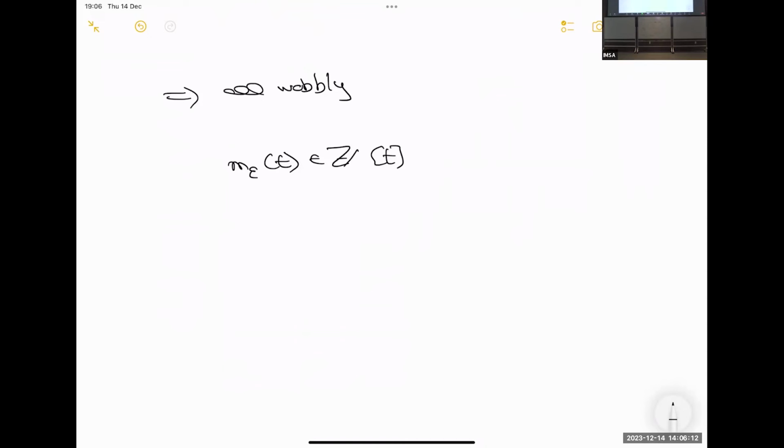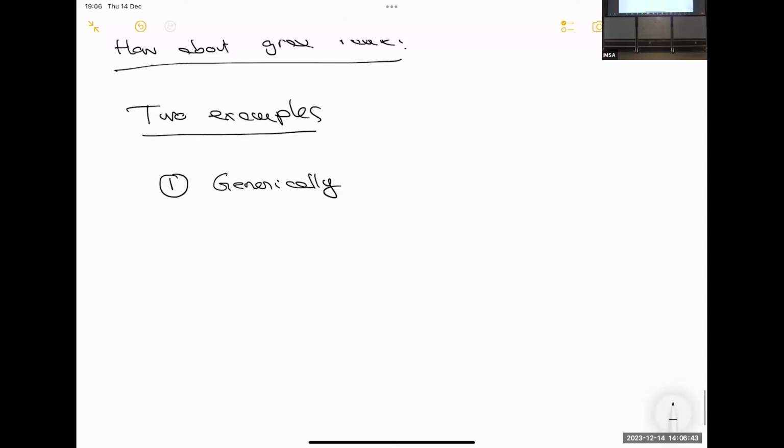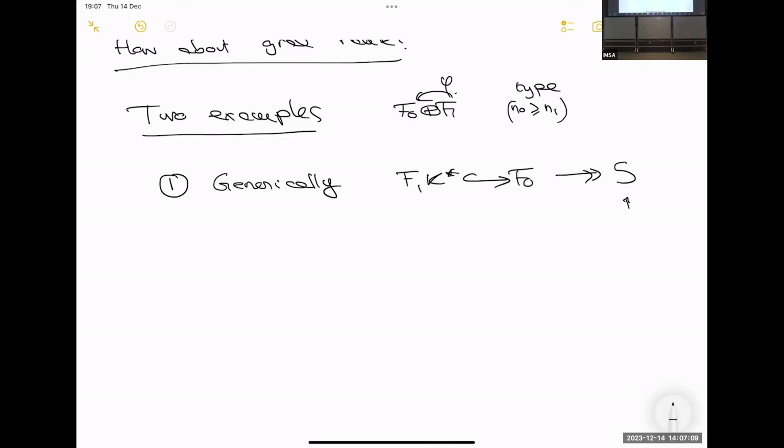So there are two examples to keep in mind. The first one is the one I've just gone through, but which generalizes. We are going to consider generically that there's always an embedding from F1k dual to F0. So F0 can be expressed as an extension. This may be torsion when I say I'm going to take F0 and F1 of type n0 and 1. So if n0 equals n1, then S is maybe 0, but possibly torsion. There are many cases where it's non-zero.